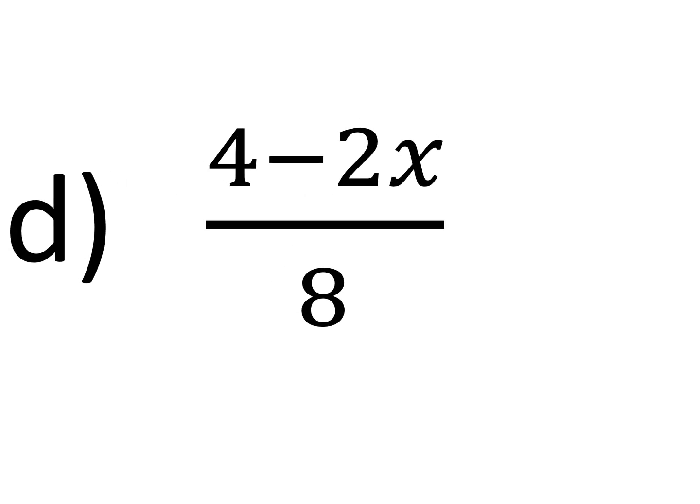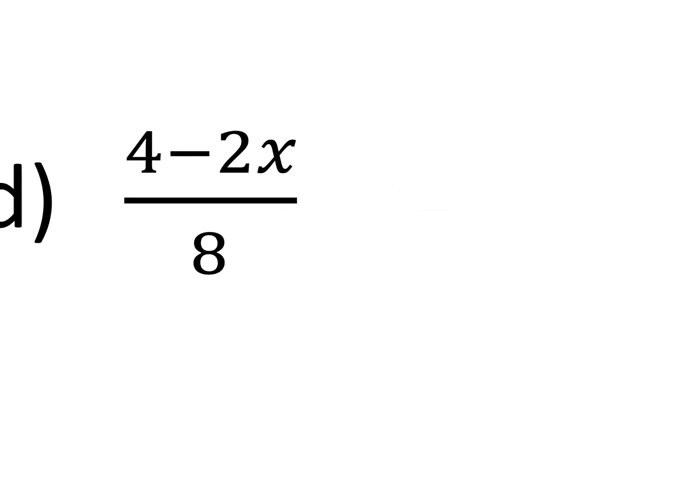If we're gonna break that up, what are our two fractions to start? Don't simplify anything yet. 4 over 8 minus 2 over 8, or 4 over 8 minus 2x over 8. Okay, what does 4 over 8 reduce to? 1/2. Divide both by 4, you get 1/2.